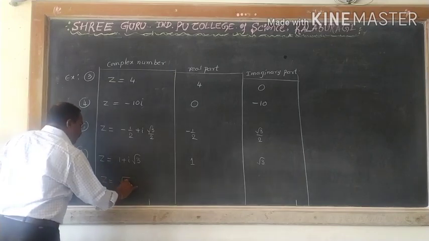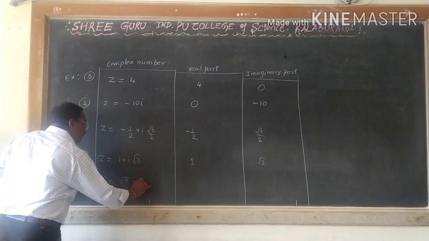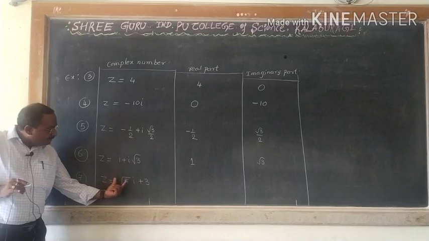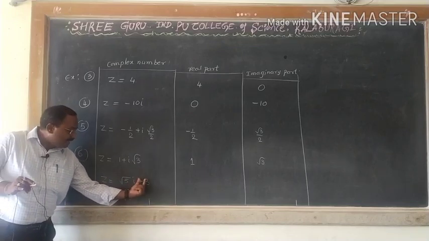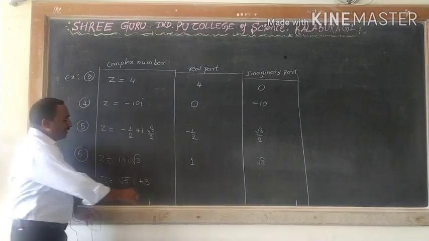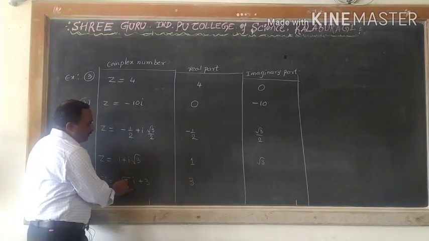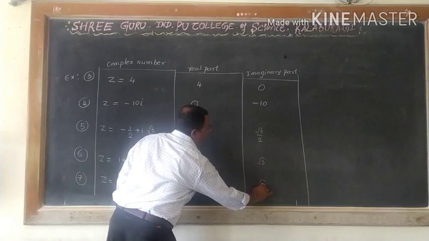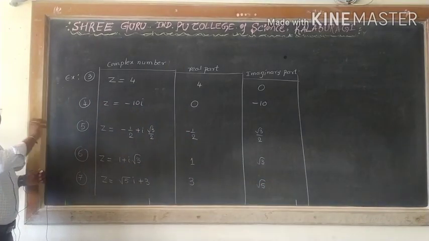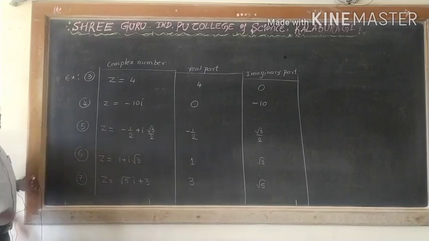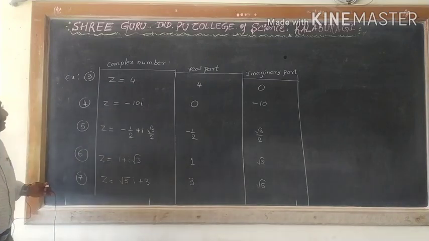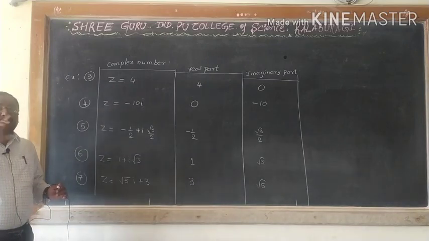Here root 5 times I plus 3. Carefully write this one. This part is imaginary, this is real. Real plus imaginary. Here real part is what? 3. Understood? Here real part is 3. Imaginary part is what? Root 5. That is, here real and imaginary parts of the following. If real part is 0, purely imaginary. If imaginary part is 0, purely real.